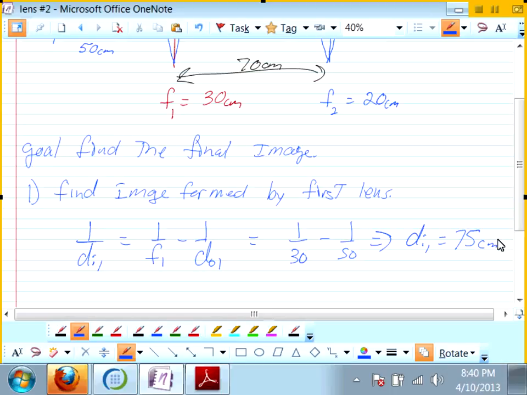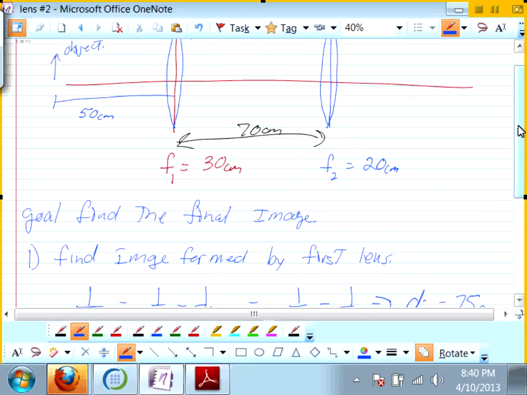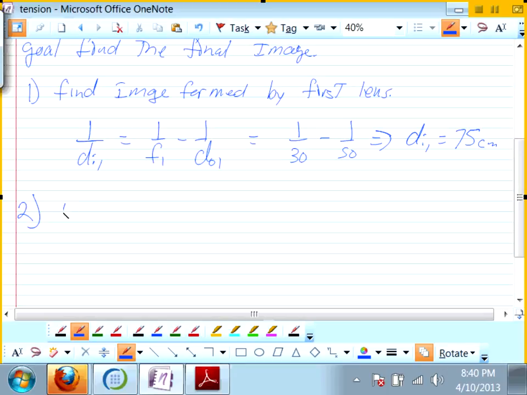So let's see if we can locate that. Where is the image on this diagram? Past the second lens, not very far past it, but a little ways past it. Here's our image. Actually, it would be inverted. That's number 1. We're doing okay with that. So now, we need to focus on lens number 2.